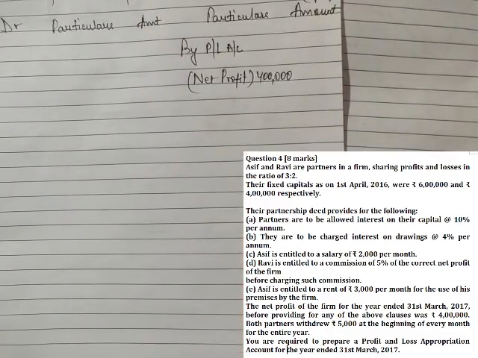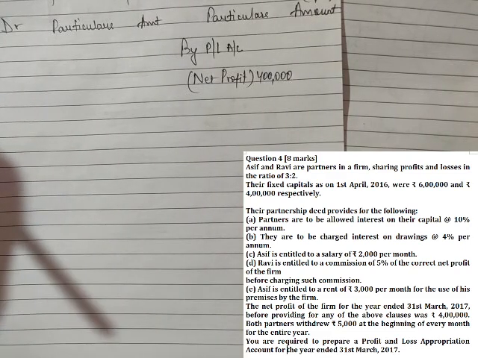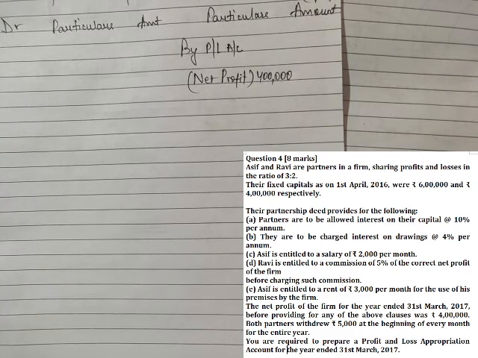Now, it is important to note that it is given in the question that Asif is entitled to a rent of 3,000 per month for the use of his premises by the firm. This rent has not been provided in the net profit, so we'll have to adjust it. Students often make the mistake that any payment made to or received from the partner, they route it through the profit and loss appropriation account, thinking that the transaction is with the partners. But that is not the case.